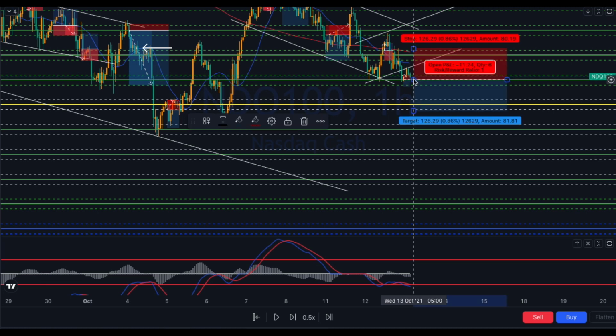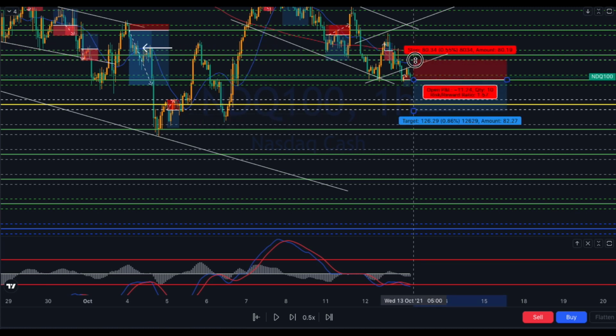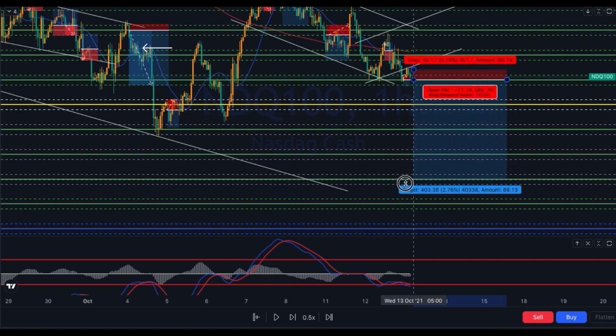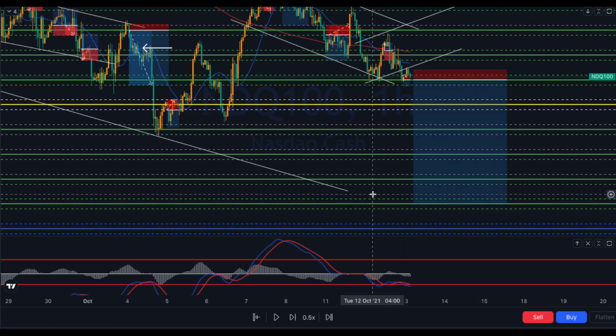I'm going to move my stop over here, and I only want to target 40 pips. Drag it all the way down to where the trend line eventually will go. And then let's just see what happens.